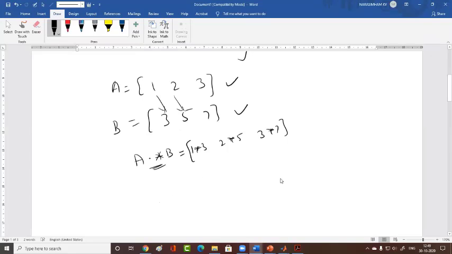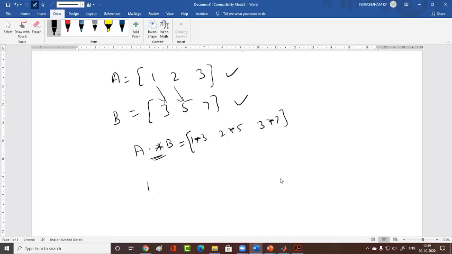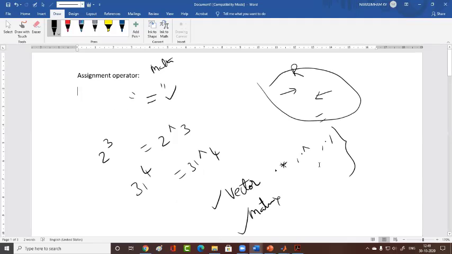Suppose you write A dot power B, then what happens? Element-wise power: 1 cube, 2 cube, 3 power 7, or 1 caret 3, 2 caret 3, 3 caret 7. So the dot operator is for element-wise operations. Again, we will discuss all these things in the vectors and matrices concept.